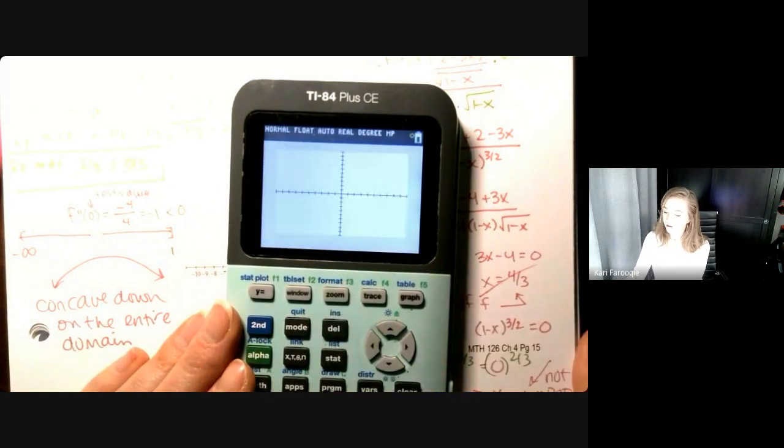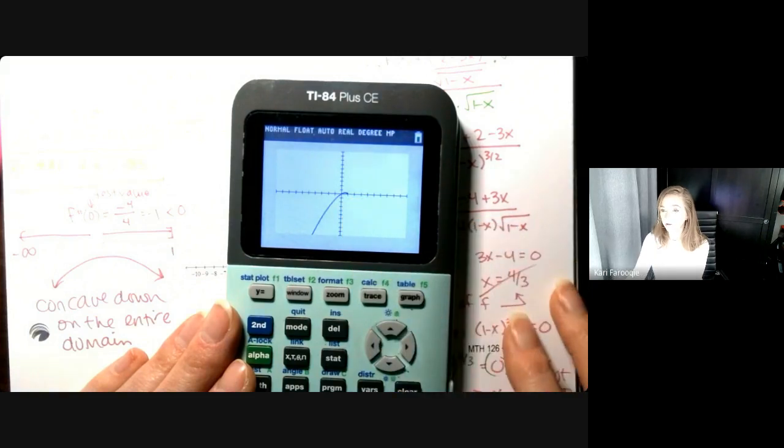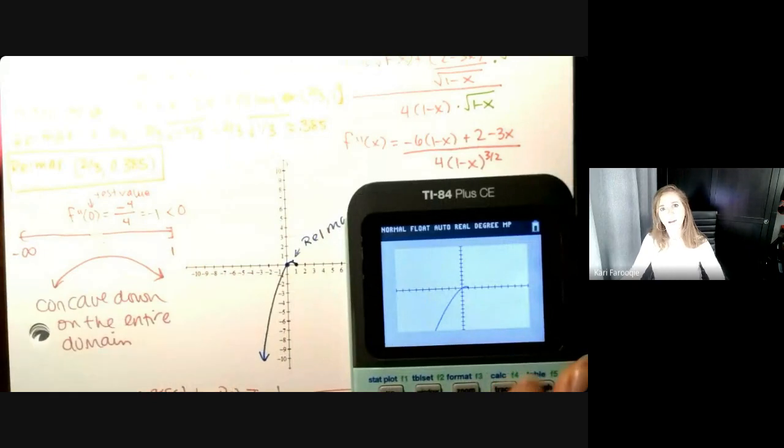I'm going to zoom 6. There it is. So now if you were to zoom in a little bit, you can see that hump where you have that maximum value, but that's the relative max that we found. Not bad, huh?